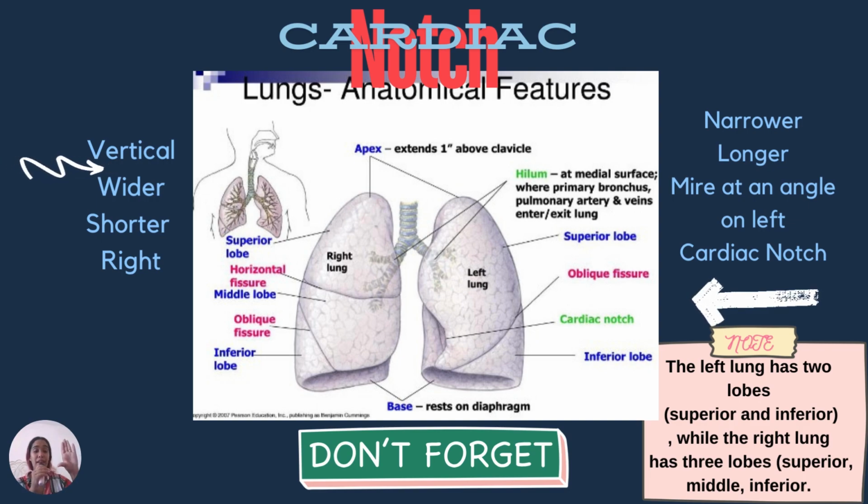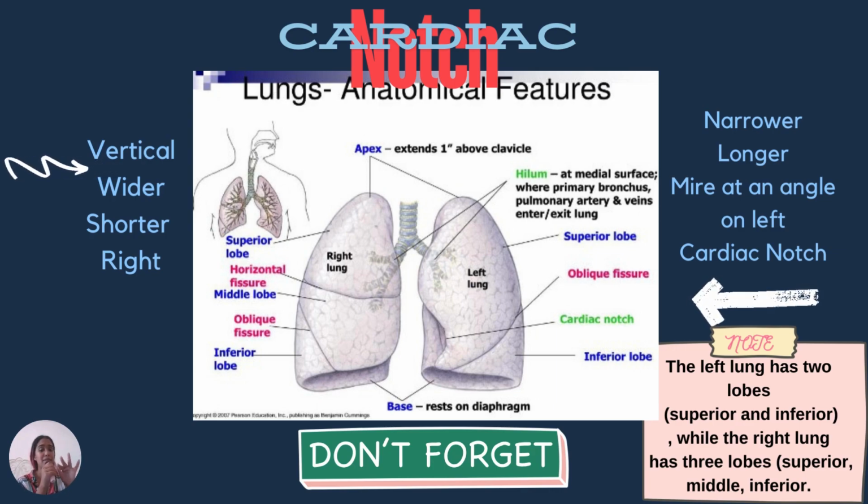If you put your left hand up, you can see that long part that makes the L. You already know longer, more at an angle on the left. As long as you see that L, you go more at an angle on the left. The left has 2 lobes, superior and inferior, while the right lung has 3 lobes, superior, middle, and inferior. So be mindful of the lobes.